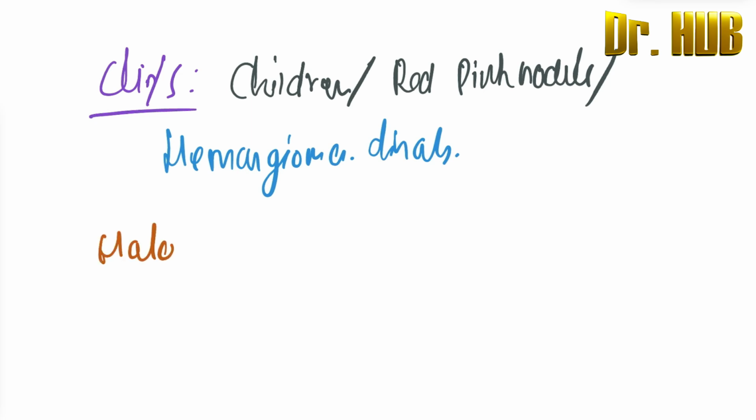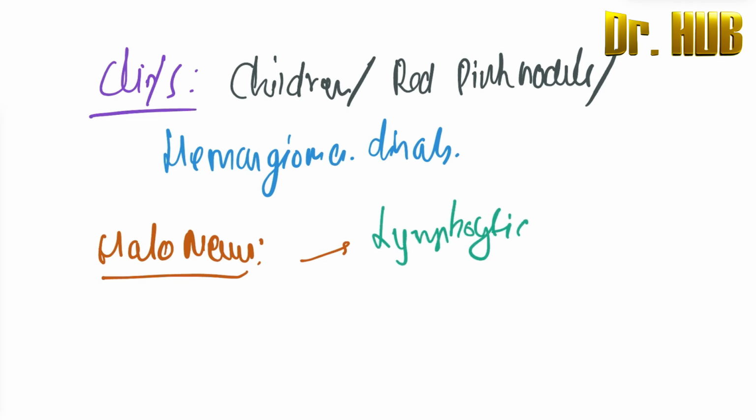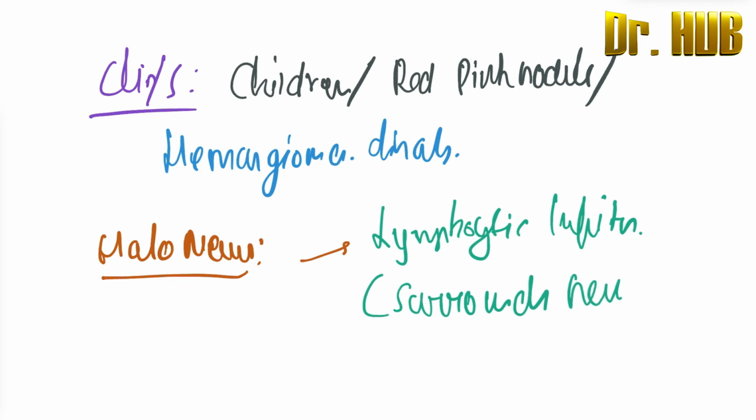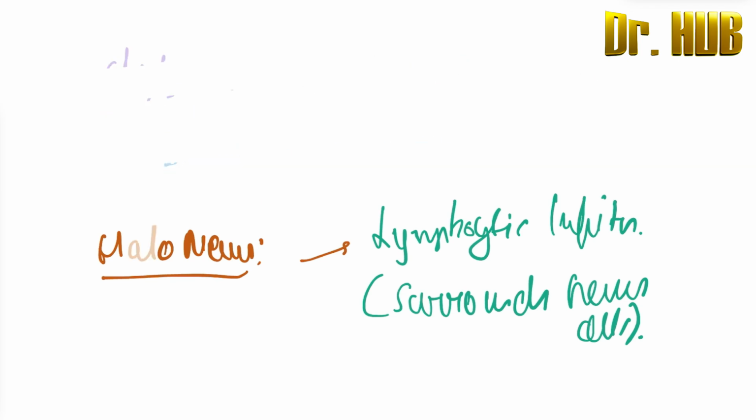Next, we look at the halo nevus. What is this halo nevus? Halo nevus means there is a lymphocytic infiltration surrounding the nevus cells.